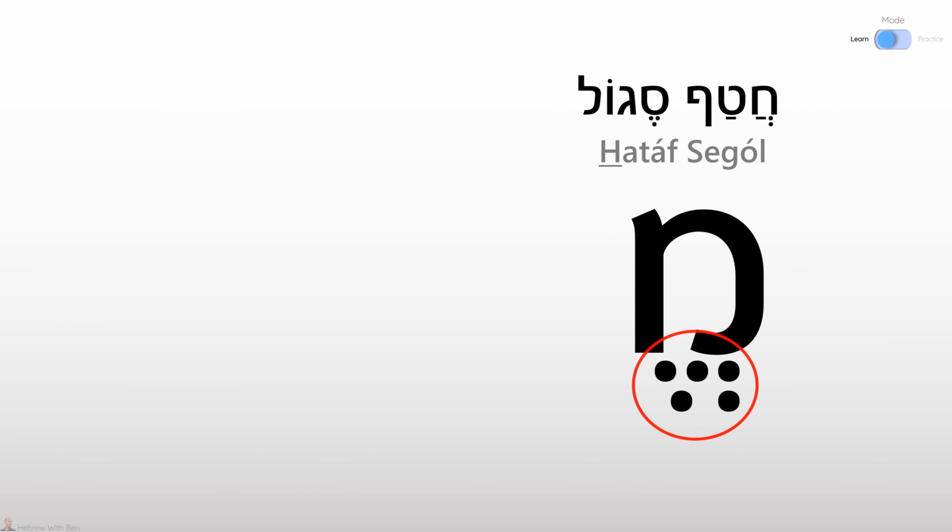In this lesson, we are going to be talking about the Chataf Segol Nikud sign. This will be the third and last Chataf Nikud sign in this course. Chataf Segol is represented by 5 dots underneath the letter. It consists of Segol and a Shva on its right side.